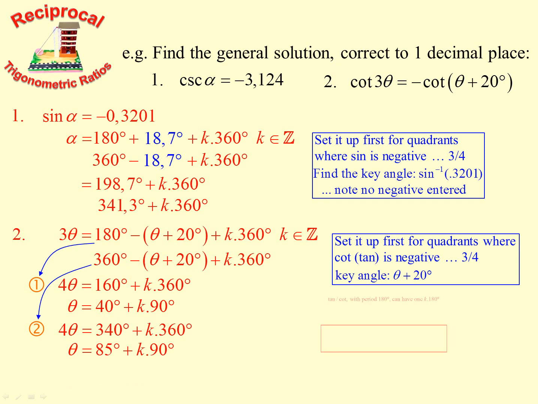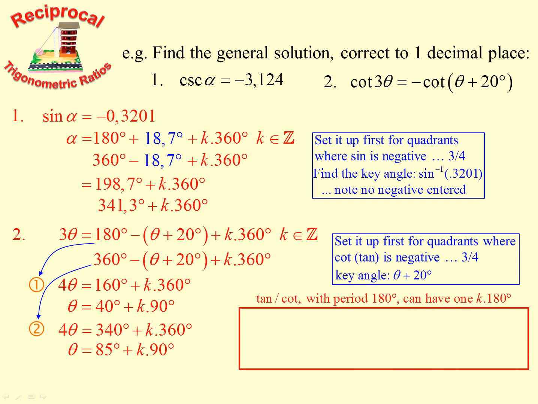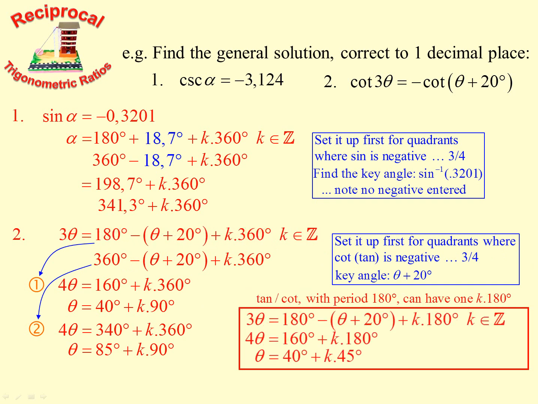Now this being cot, and with tan, they have a period of 180 degrees, which means every 180 degrees they repeat. So therefore we, instead of having two answers plus k 360, we could just have the first answer or the second plus k 180. So there I've taken the first answer. Instead of k 360 I have k 180, and I need no more than that. I solve as I did before, and I end up with 40 degrees plus k 45 degrees.